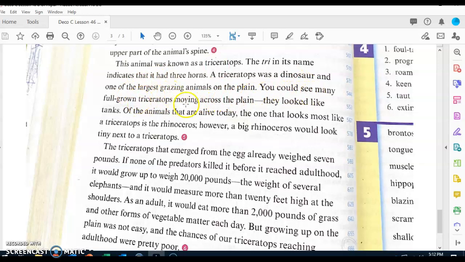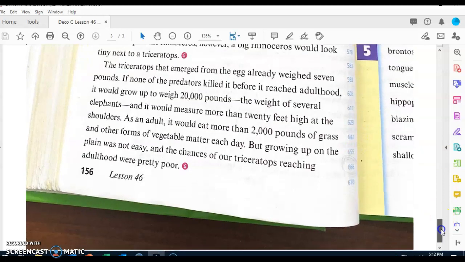You could see many full-grown triceratops moving across the plain. They looked like tanks. Of the animals that are alive today, the one that looks most like a triceratops is the rhinoceros. However, a big rhinoceros would look tiny next to a triceratops. The triceratops that emerged from the egg already weighed 7 pounds.